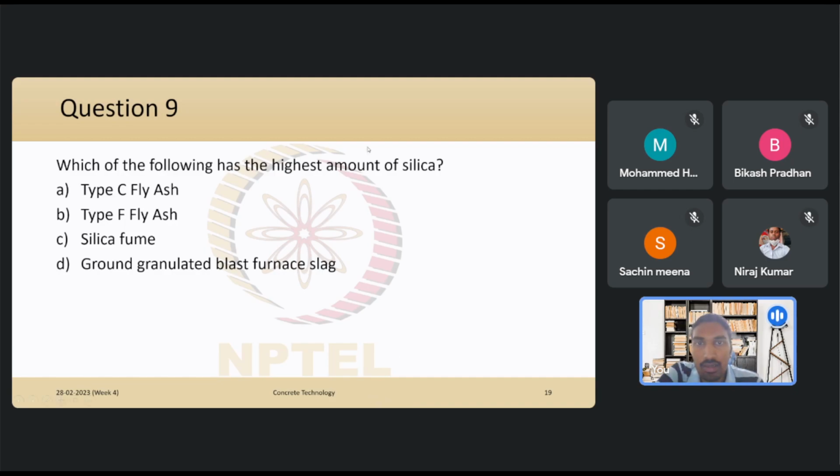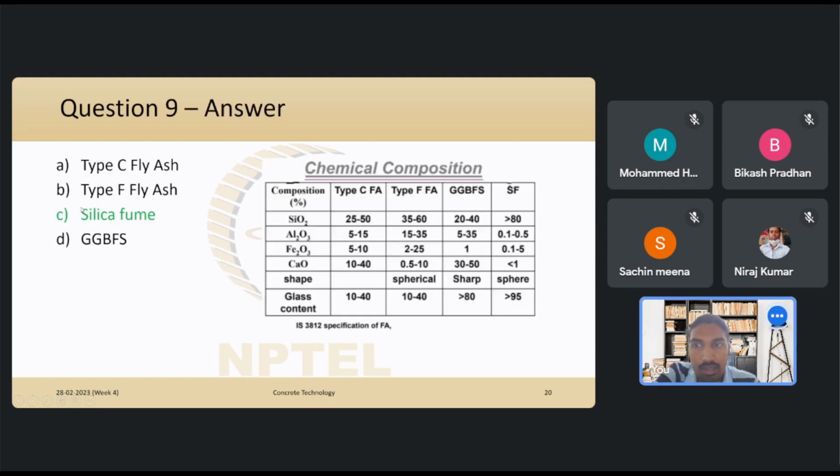Okay, so we are talking about silica, which has the highest amount, right? Among the four, as the name suggests, it is silica fume that has the highest amount of silica present in it. Remember the chemical composition, taught in the first lecture of week 4. We looked at the four types. Silica fume has a large portion of SiO2, more than 80% of silica fume is silica only, right?